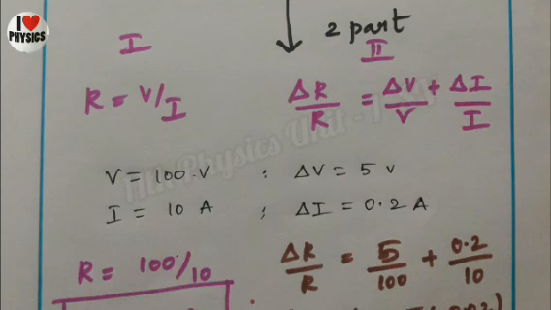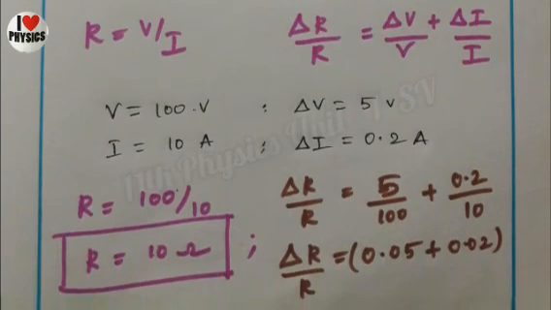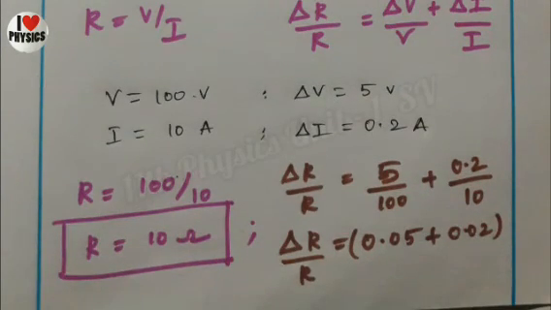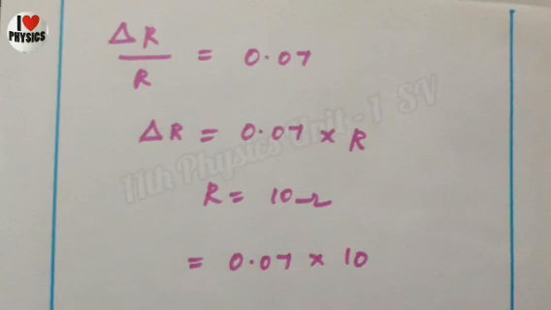All these values are substituted in this equation. First, R equal to V divided by I. So R equal to 100 divided by 10, cancelled. That means R equal to 10 ohm. Then second part, del R divided by R equal to 5 divided by 100 plus 0.2 divided by 10. 5 divided by 100 is 0.05 plus 0.2 divided by 10 is 0.02. It means 0.07.